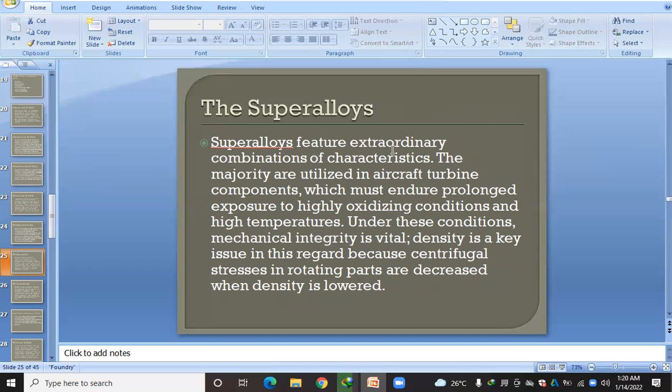Superalloys feature an extraordinary combination of characteristics. The majority are utilized in aircraft turbine components, which must endure prolonged exposure to highly oxidizing conditions and high temperatures. Under these conditions, mechanical integrity is vital. Density is a key issue in this regard, because centrifugal stresses in rotating parts are decreased when density is lowered.